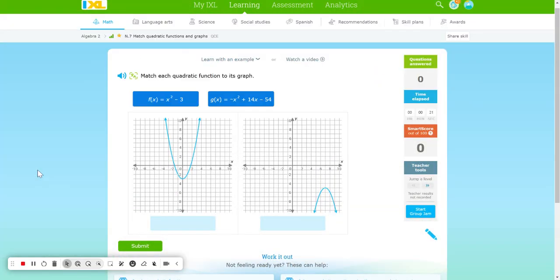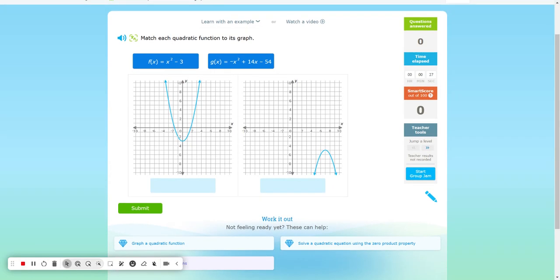We are going over matching quadratic functions and graphs. Take a look over here. We have two quadratic functions. Take a look at the a value. One opens up, one opens down. The first quadratic function right there, the a happened to be number 1.